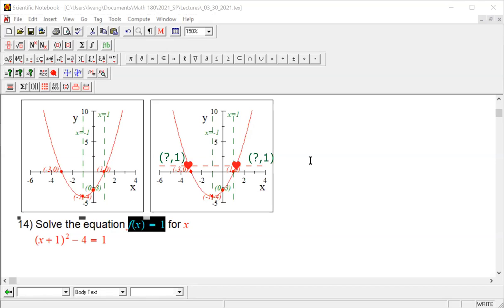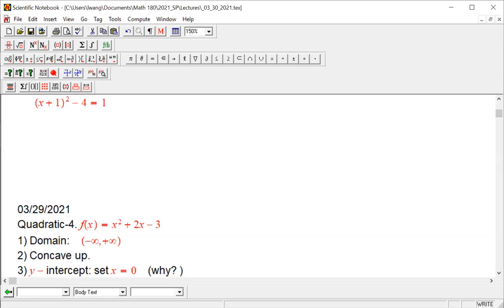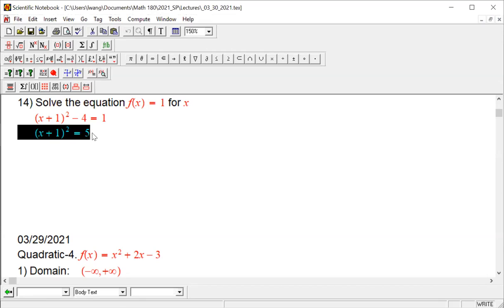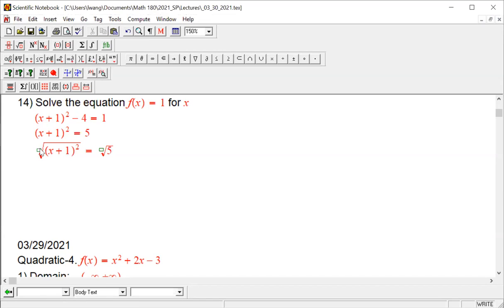So can we find those? Are you guys working on it? Yeah? So let's do it. We're going to go through the steps. Adding 4 on both sides, and we have (x plus 1) squared equals 5. And take square root on both sides.